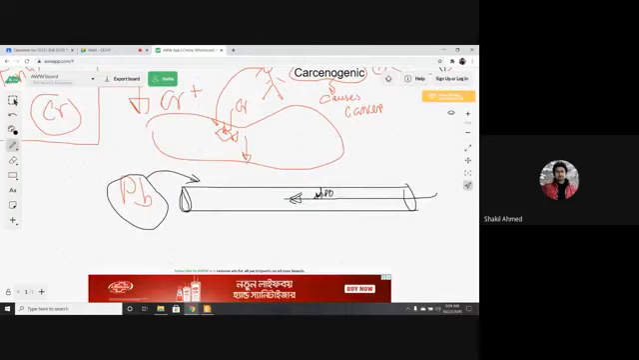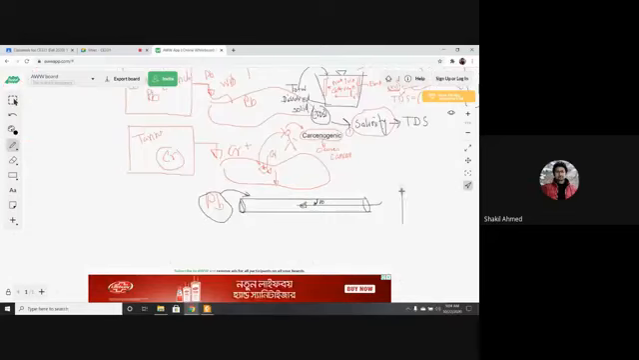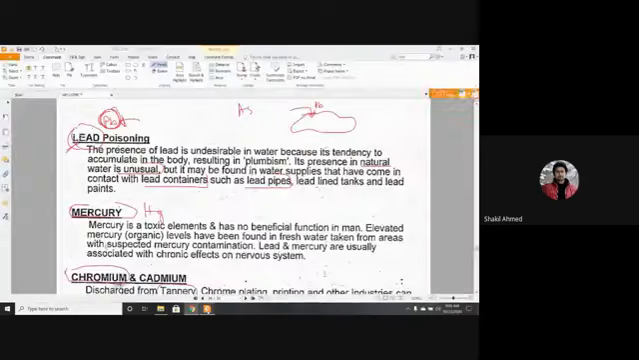So that's lead contamination. Also, to build a tank for water, they also used materials which were made of lead. And chromium contamination might also happen through these containers. Is it clear? Yes, sir.